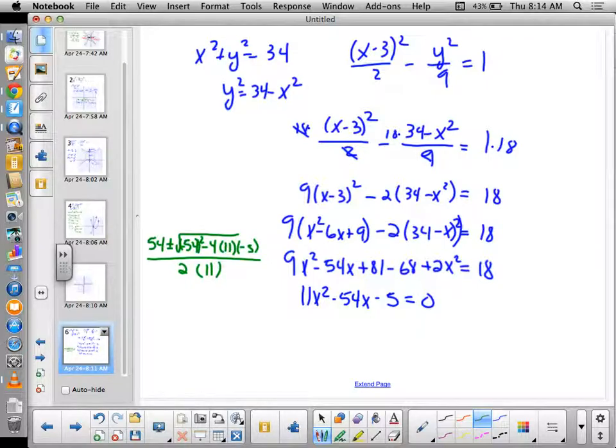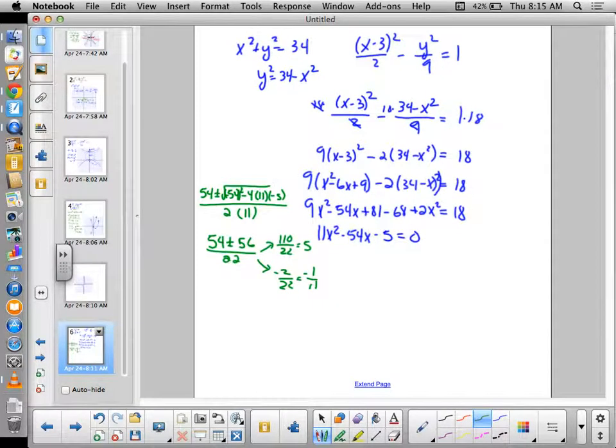So my calculator, when I do that, this winds up being a perfect square and being 56. So 54 plus or minus 56 over 22. 54 plus 56 is 110 over 22, which is 5. If I do minus, I get negative 2 over 22, which is negative 1/11. Those are the values for x.